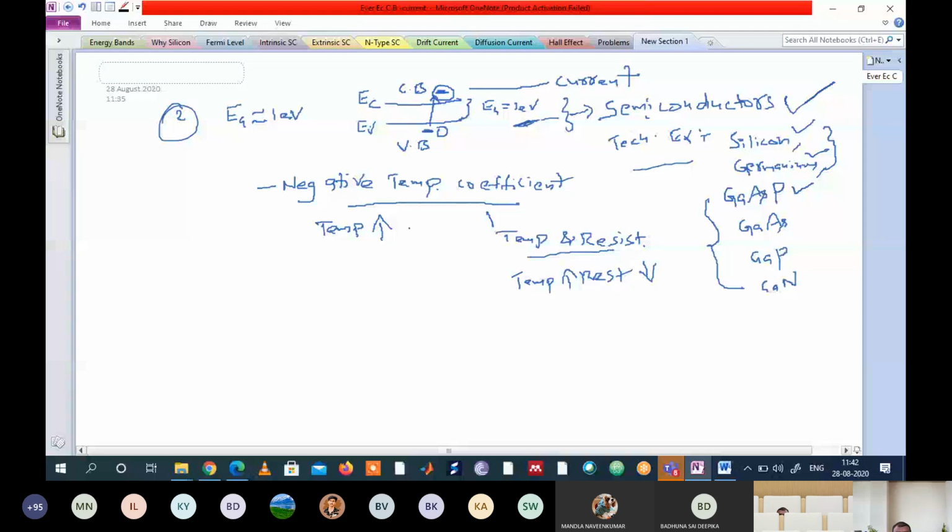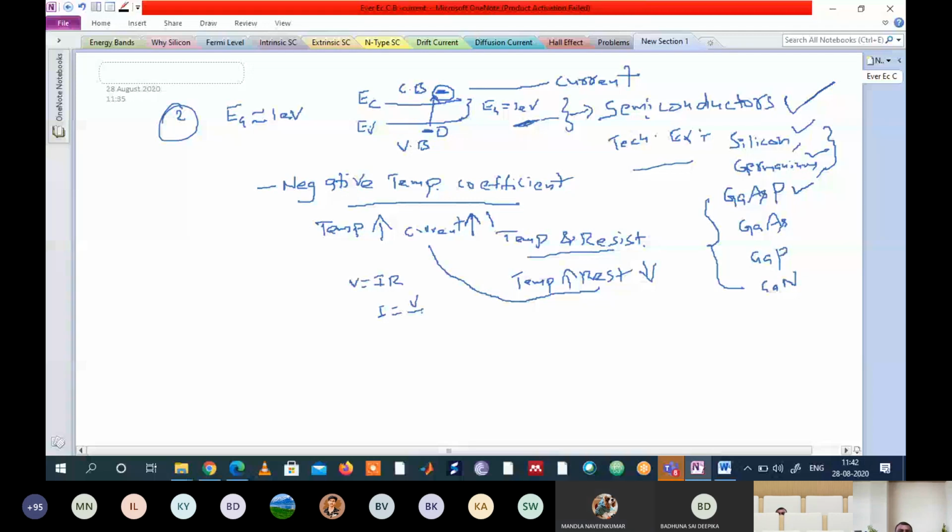what happens to current? Is current increased or decreased? It also increases. Very good. Current also increases. If current increases, what is the relation between current and resistance? Directly or indirectly proportional? Indirectly, because V is equal to IR. I is equal to V by R.